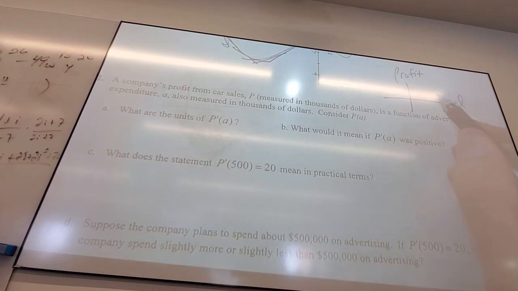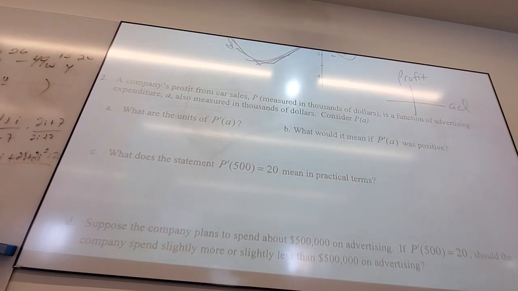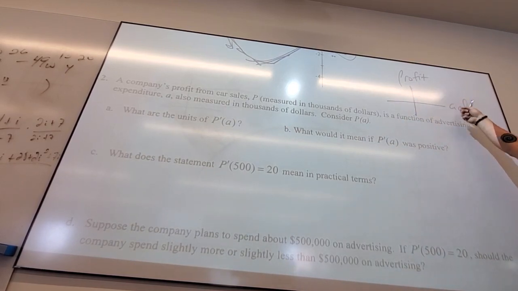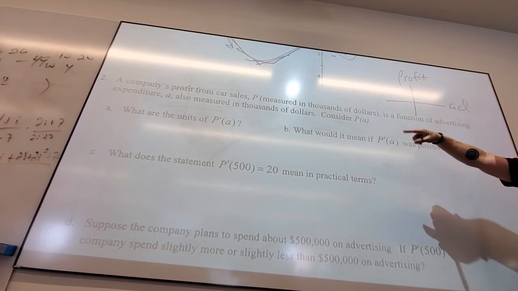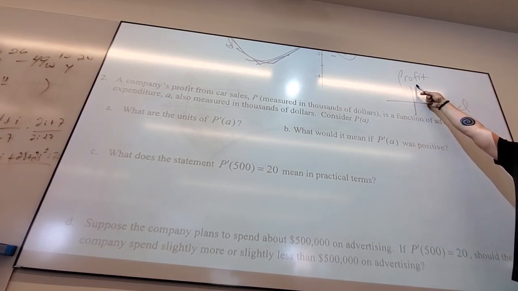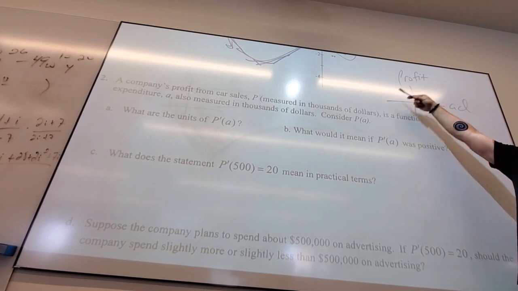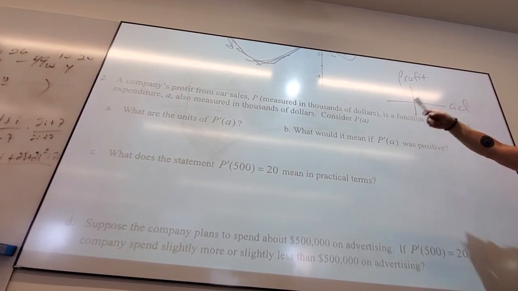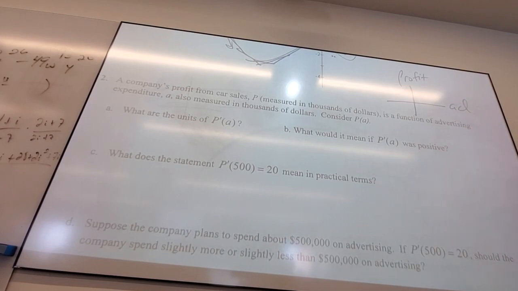So P prime, what is slope essentially? The change in Y over the change in X. So the change in the outputs divided by the change in the inputs. So what's weird about the units of this slope? What's the units on profit? Thousands of dollars. What's the units on advertising? Thousands of dollars. So don't they cancel?